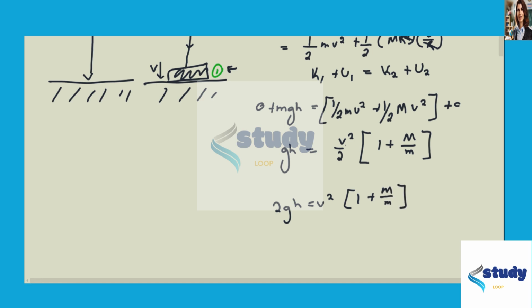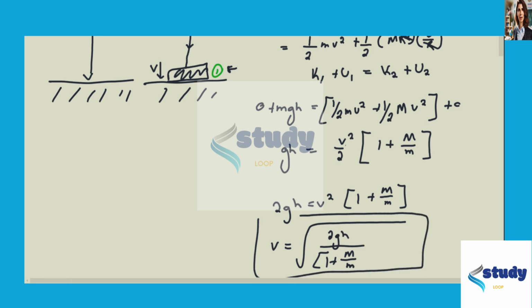So we got 2gh equals v squared times 1 plus capital M over lowercase m. And that looks good. And we need to get the v over. So we have v equals the square root of 2gh divided by 1 plus capital M over lowercase m. And that is your answer for A.